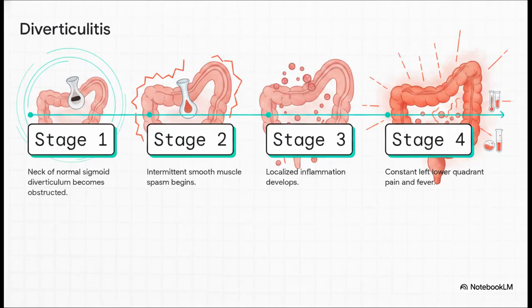Now let's trace the progression of diverticulitis in the colon. It starts innocently enough with a normal sigmoid diverticulum, but then the neck becomes obstructed. Initially, this might just cause some intermittent smooth muscle spasm, that colicky pain. But as it progresses to localized inflammation and then expands into pericolic inflammation hitting the surrounding tissues, the character of the pain transforms entirely. It becomes a constant, severe left lower quadrant pain, usually accompanied by fever and raised inflammatory markers.